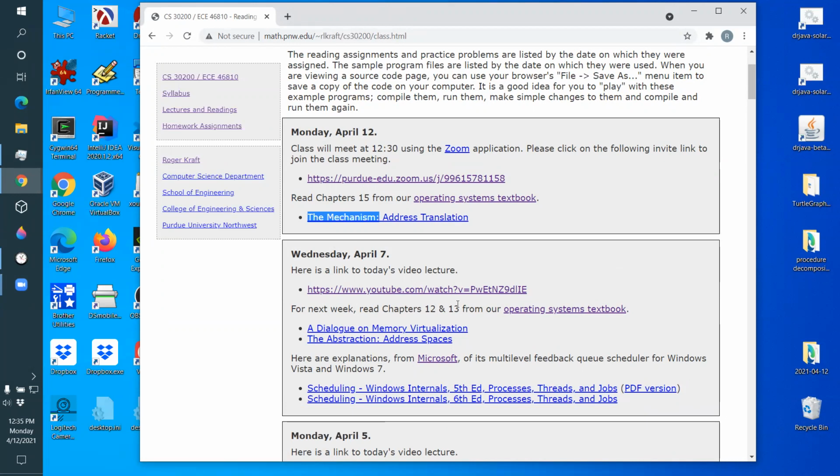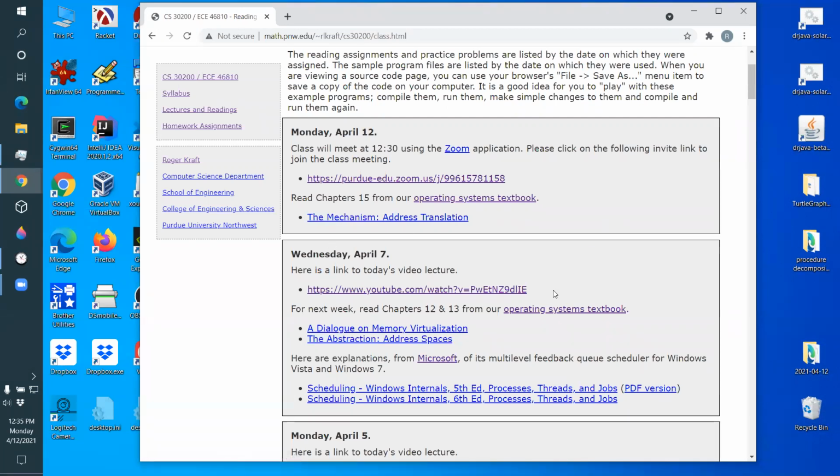We're going to start with the baby way and work our way up to the modern way, kind of like we did with scheduling. Started with a baby way and worked our way up to the modern way. So we'll see several different mechanisms. Mechanism is the how. The abstraction is the what. So first, what is it we want to do, and then how are we going to do it?